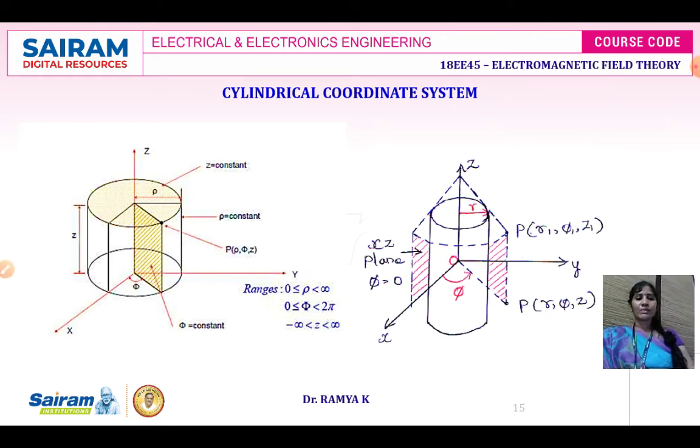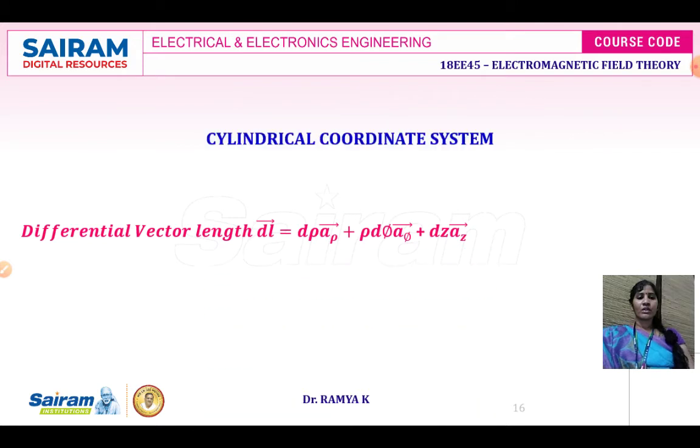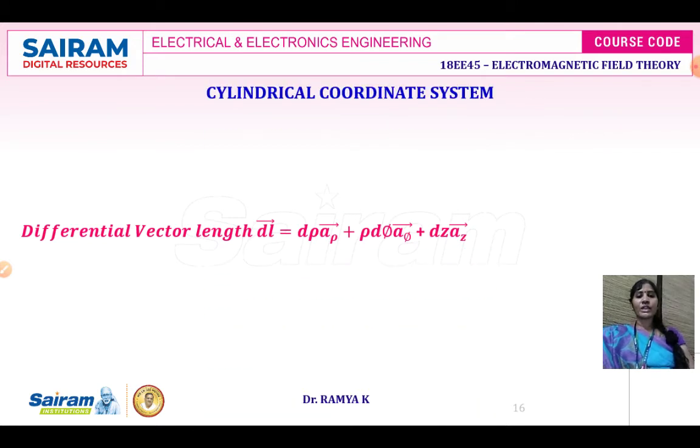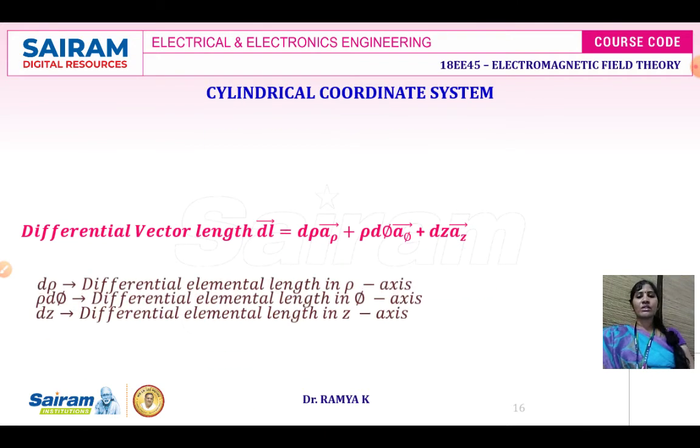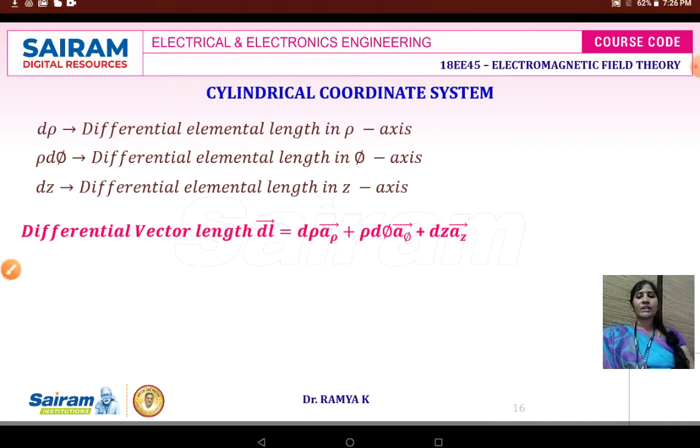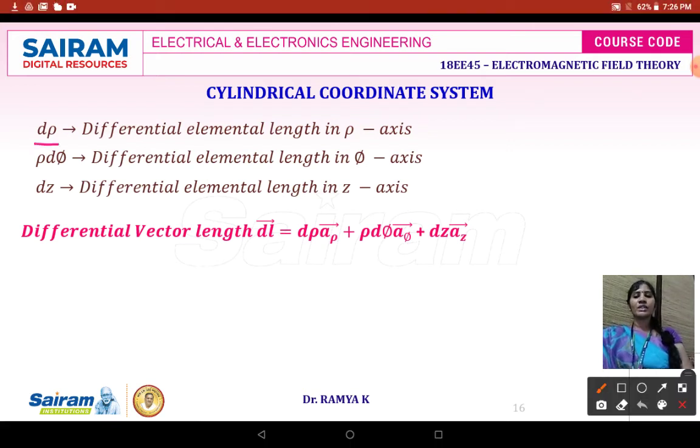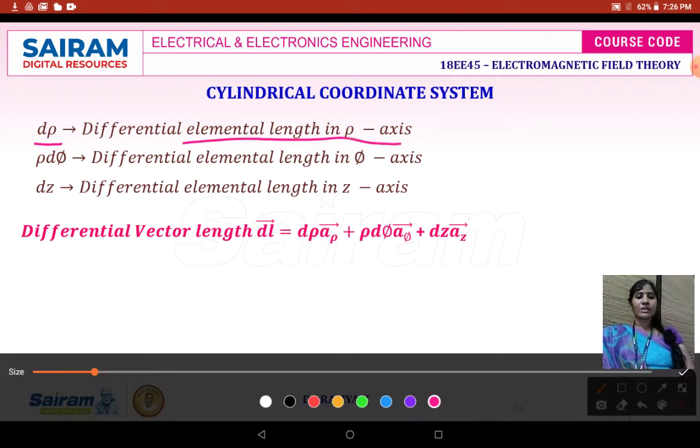Same thing we have explained now. Next is going to be the cylindrical coordinate system. So the three differential elemental lengths: d rho. d rho is nothing but the differential elemental length in the rho axis.